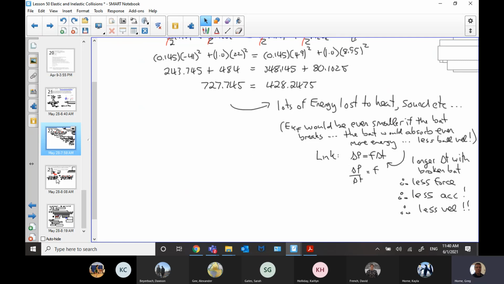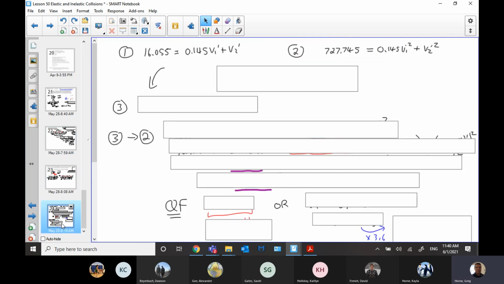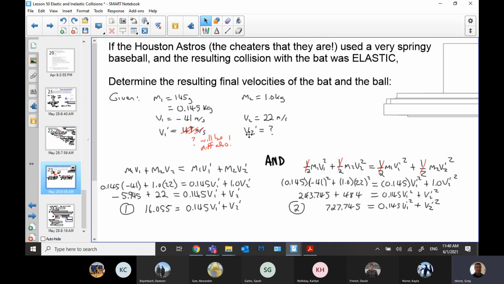It doesn't matter in the context of these numbers though, of course, right? We're just saying, we've got numbers we're given here and we're going to figure out what the final velocities are of both of these objects.